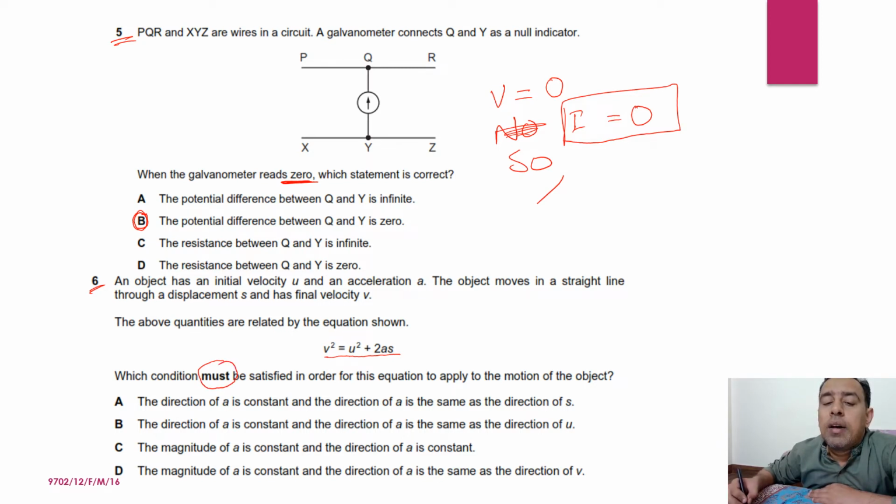So in all these options, the direction of A is constant and the direction of A is the same as the direction of S. The direction of A is constant and the direction of A is the same as the direction of U. The magnitude of A is constant and the direction of A is constant. And you know that this equation is valid when A is uniform acceleration.